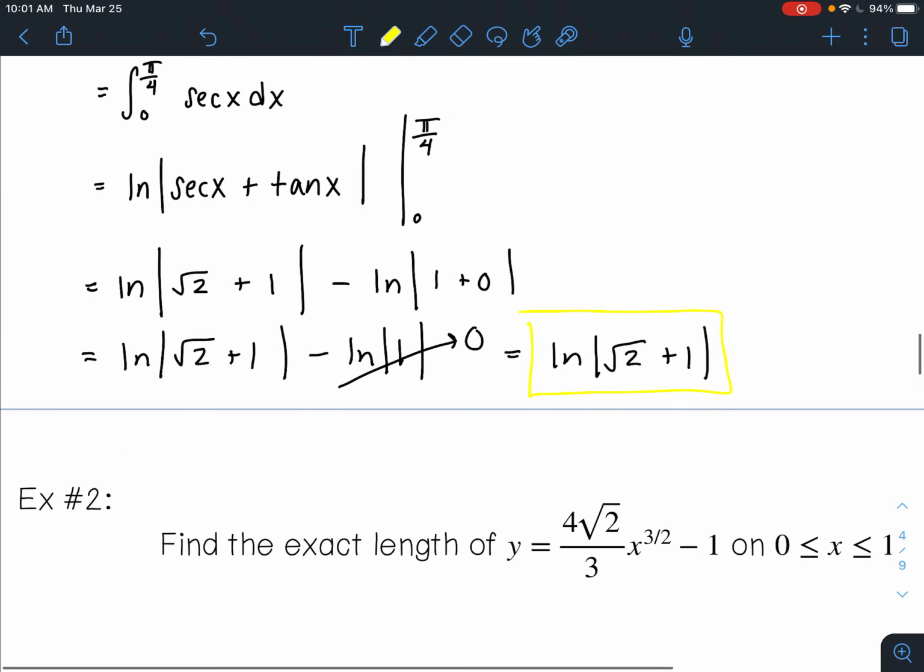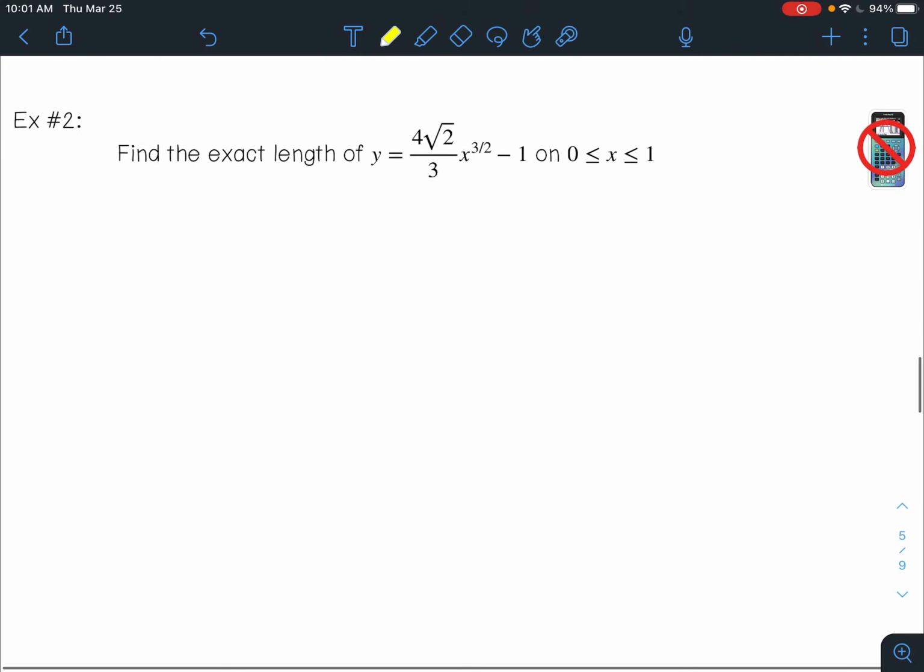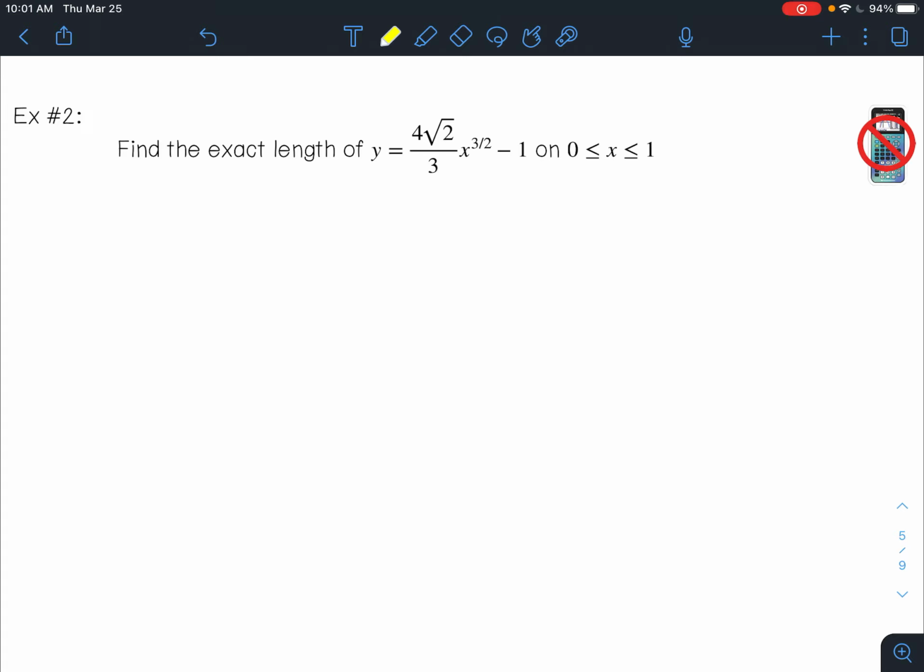Okay, let's try another one. Again, we're going to do this without a calculator. We're going to find the exact length of y equals 4 square root of 2 over 3 times x to the 3 halves power minus 1.